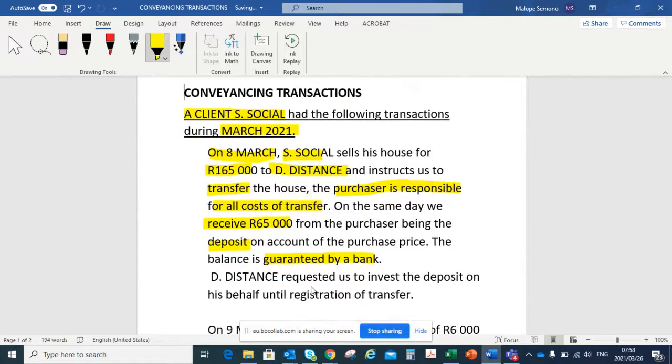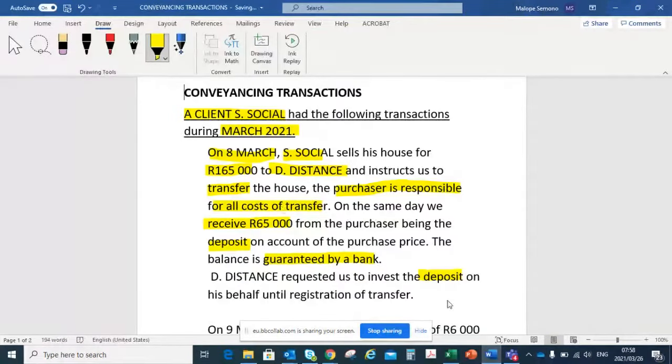D Distance, the buyer, also requested us to invest the deposit that he paid, which is how much? 65,000. Remember, in other words, for the time being we'll be putting this 65,000 in an investment account. It means at the same time we will be earning interest on behalf of D Distance.